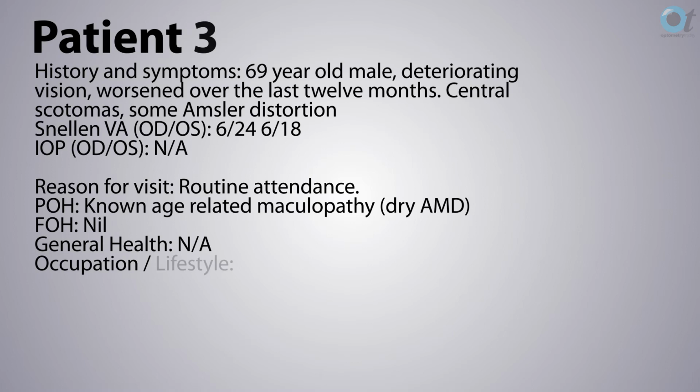A 69-year-old gentleman with deteriorating vision that's been deteriorating for some time. He's noticed deterioration over the last year or so. He's got some central scotomas and some Amsler distortion. Vision is certainly reduced, 6/24 and 6/18 in both eyes. Self-referred, he's known to be a smoker and he consumes a moderate amount of alcohol each week, and not unsurprisingly, he's retired.